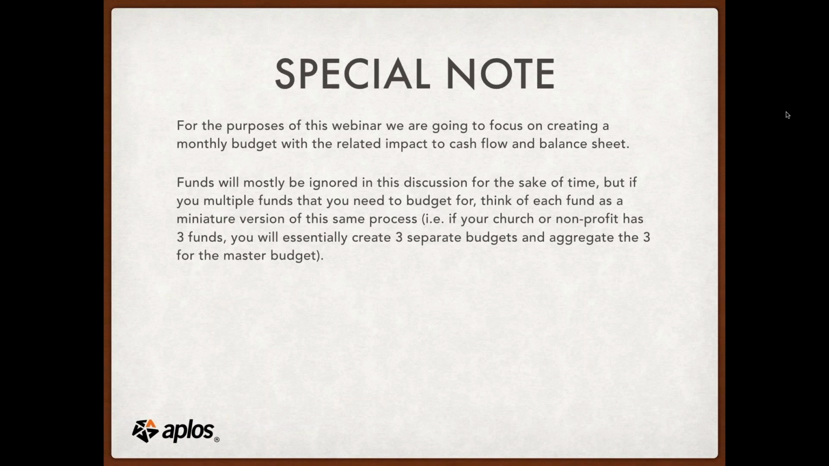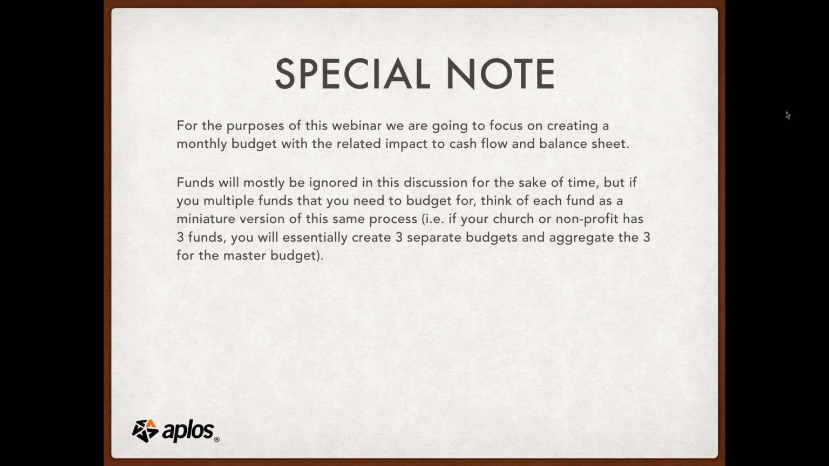Funds, for the most part, will be ignored today, just for the sake of time. But if you have multiple funds that you need to budget for, think of each fund budget as a miniature version of the same process. So again, maybe you're a church, and if you have an organization-wide budget, you're saying, here's all of the income and all of the expenses we're going to spend for the entire church. If you have multiple funds in the church, let's say a general fund, a missions fund, and a building fund, your budget could be significantly different depending on what fund you're paying attention to.